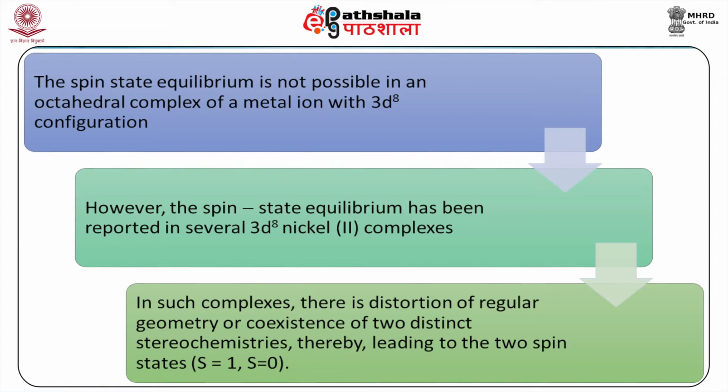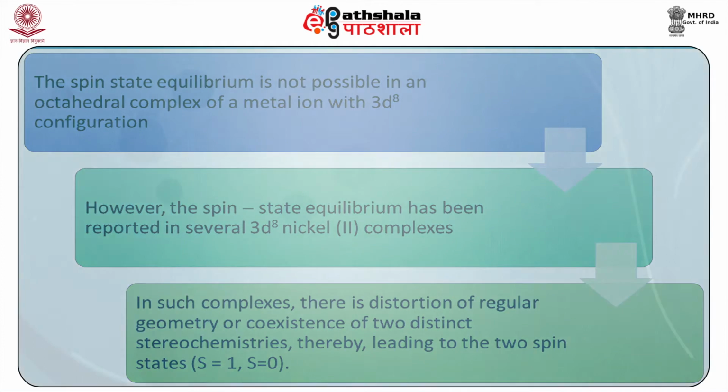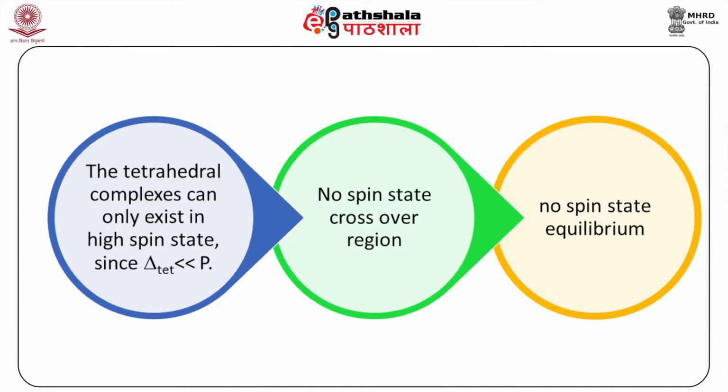In such complexes, there is distortion of regular geometry or coexistence of two distinct stereochemistries, thereby leading to two spin states, that is S = 1 and S = 0. The tetrahedral complexes can only exist in high spin state since delta tetrahedral is much lower than P. So there will not be any spin state crossover region and hence no spin state equilibrium.